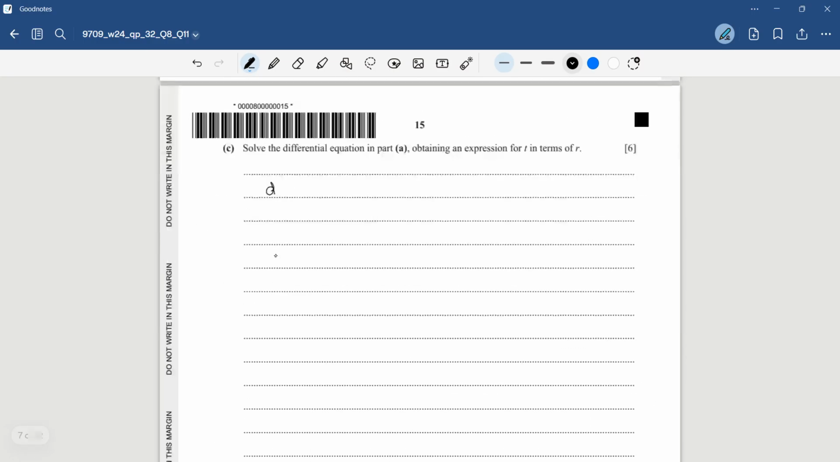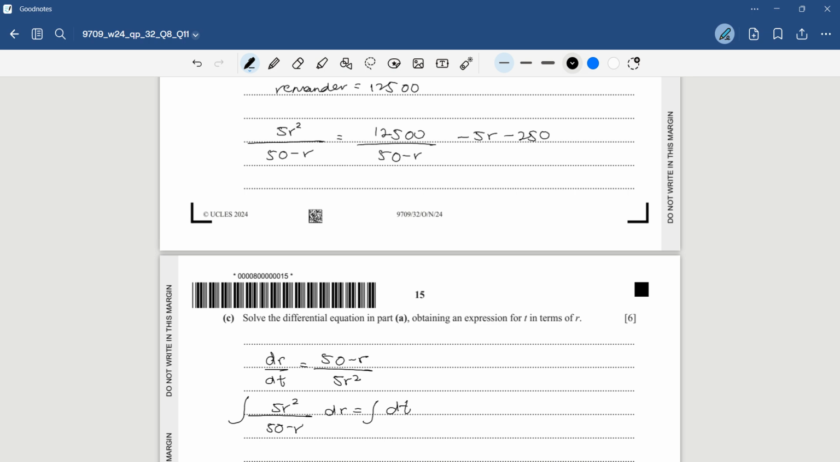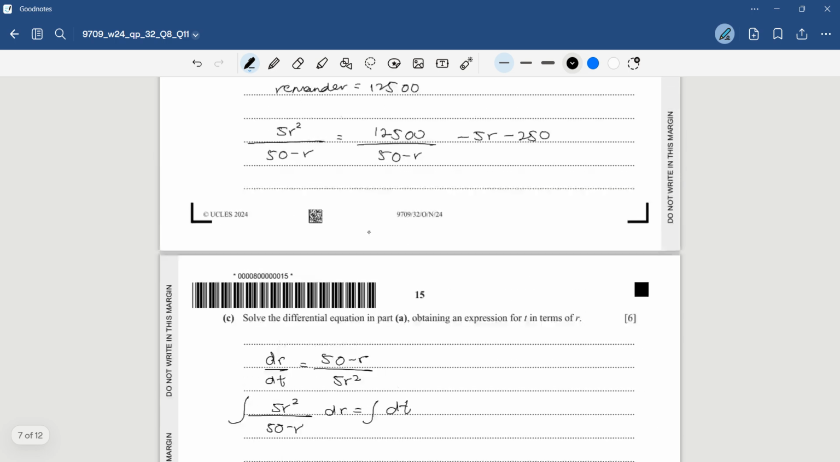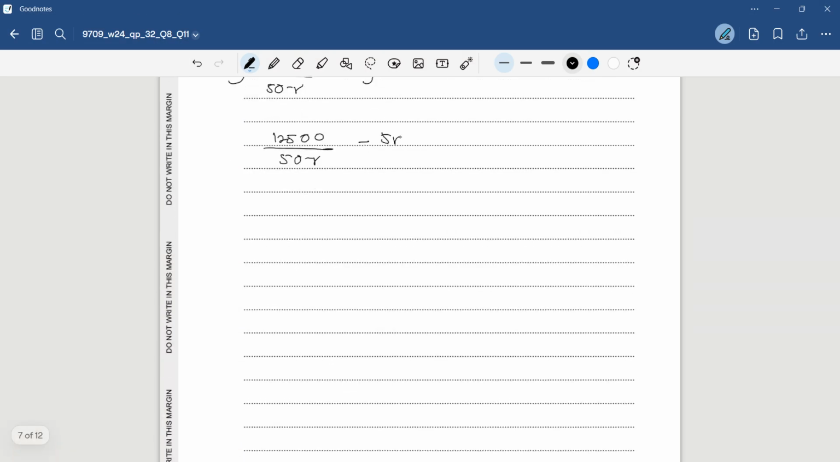dr over dt, which is given as 50 minus r over 5r squared. Therefore 5r squared over 50 minus r dr equals dt. Okay. So since we already did the partial fraction, we can just utilize this. So it's going to be the integral of 12500 over 50 minus r minus 5r minus 250, dr, equal to the integral of 1 dt. Okay.